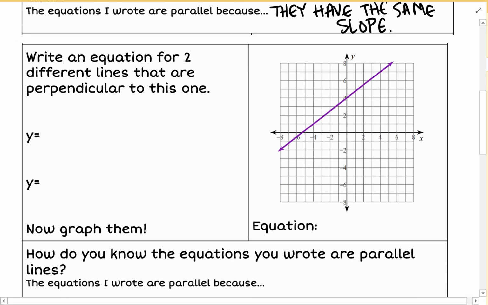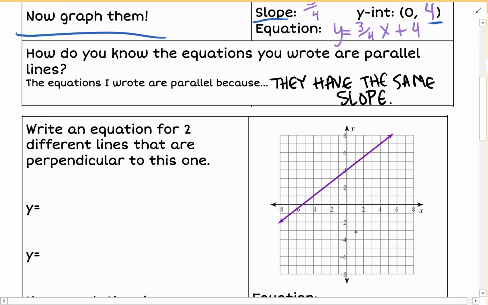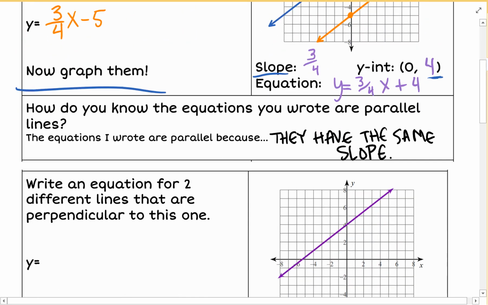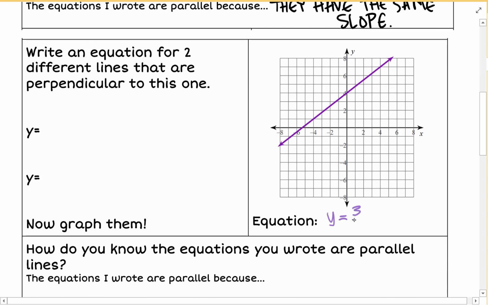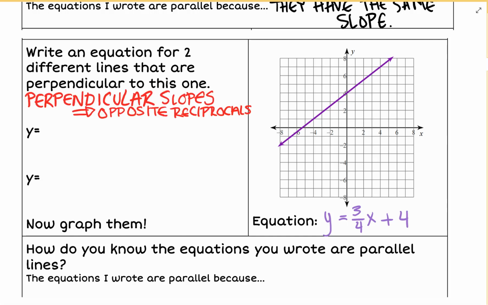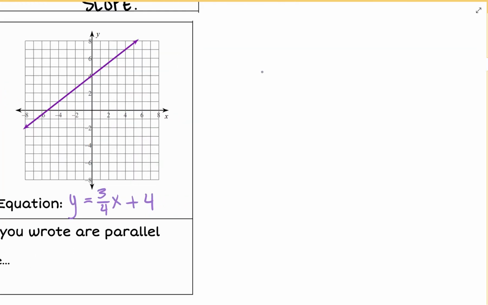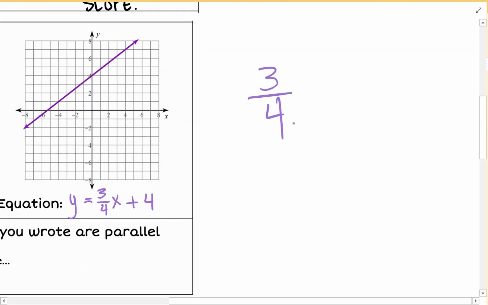Write an equation for two different lines that are perpendicular to this one. Oh yay, it's the same equation, the same line as the one above, so we can write that equation. Y equals 3/4 x plus 4. And slopes of perpendicular lines are opposite reciprocals. So we need to find the slope that's perpendicular to the one given to us. The slope given to us is 3 over 4.